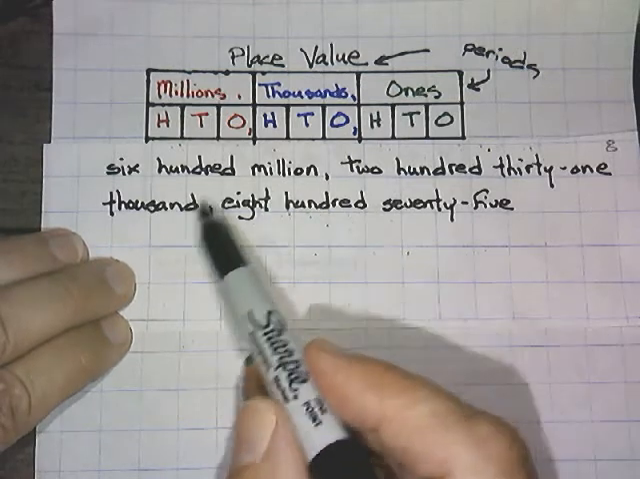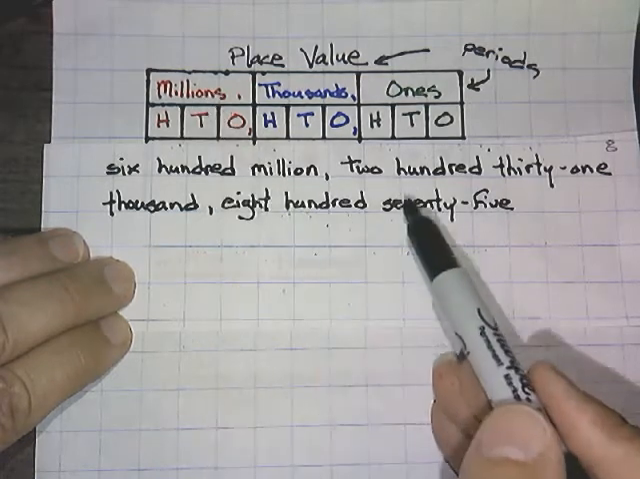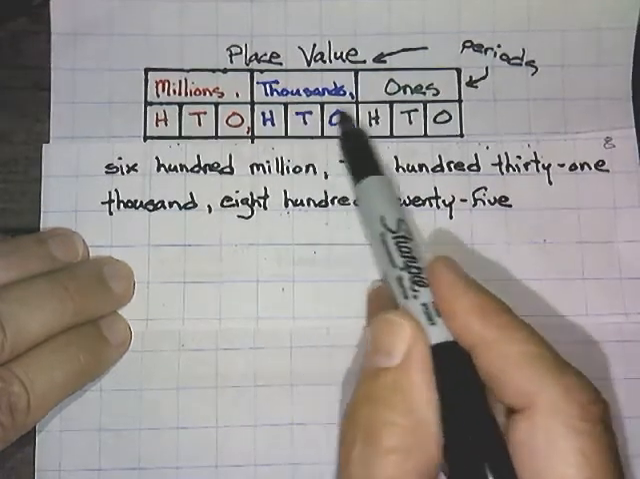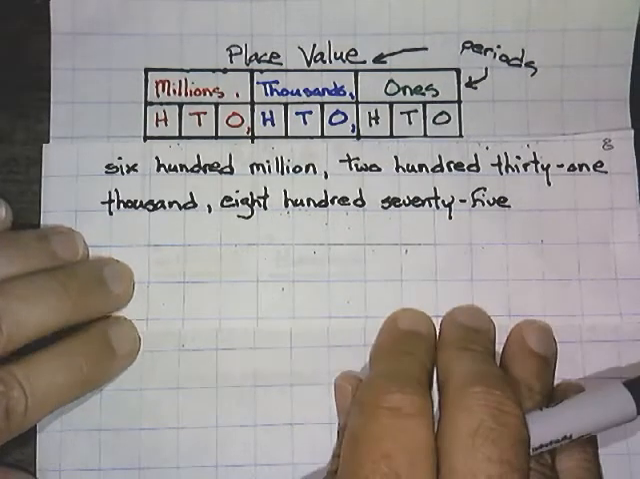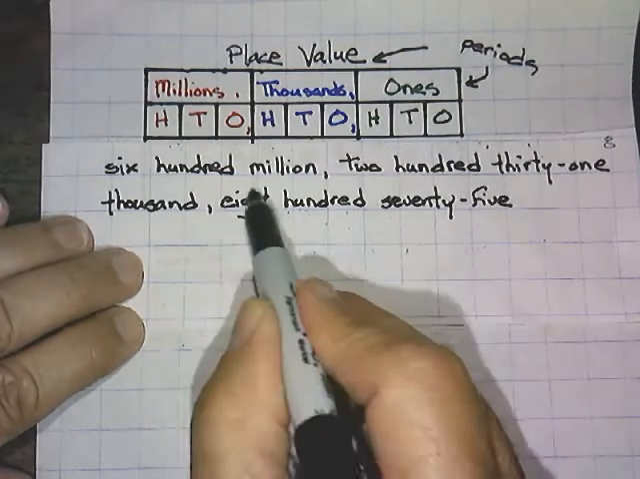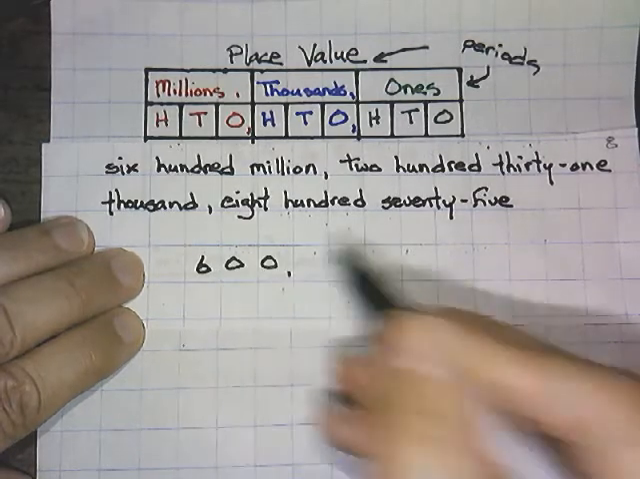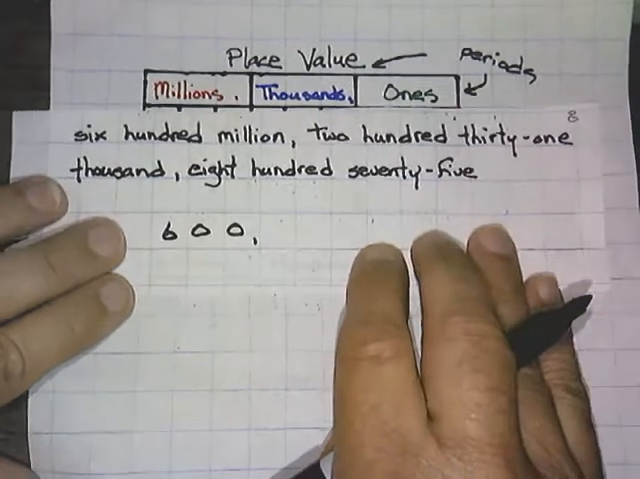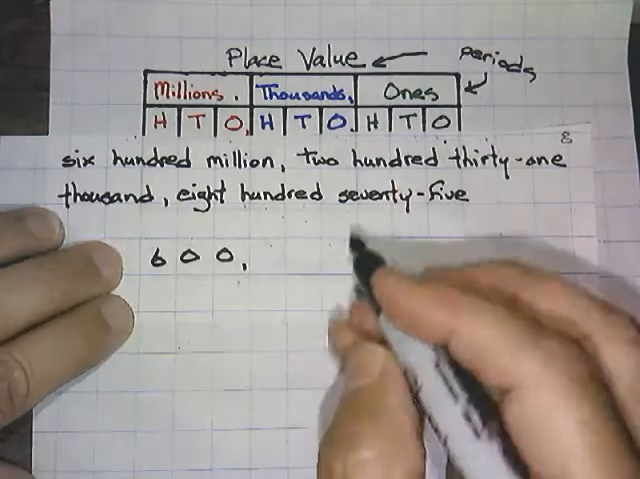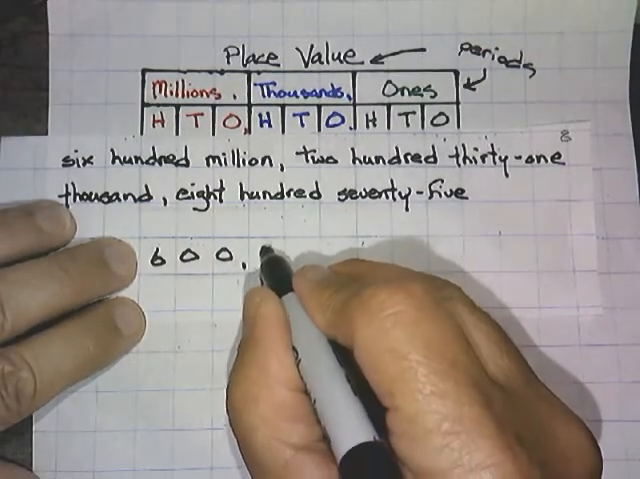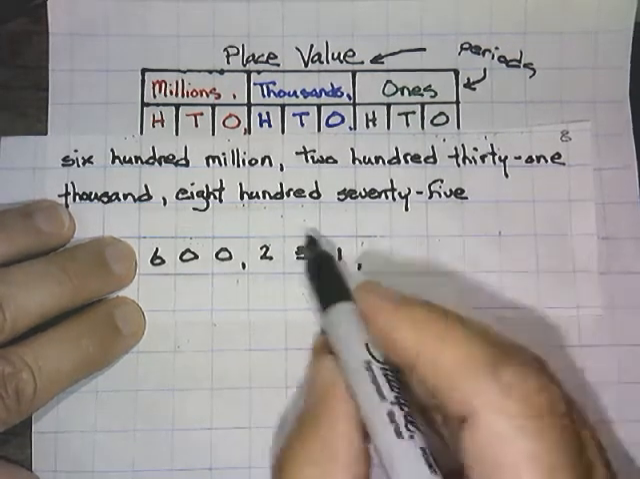Word form, right? And we're going to go down to standard form. Six hundred million, so we are in the millions period. Two hundred thirty-one thousand, so that part is in the thousands period. Eight hundred seventy-five. Remember, this time we're writing it in standard form. So six hundred million, I write 600. And your comma is million. And again, that would slide, 600 would be up here. 231,000. 231, don't forget your comma. And finally, 875.